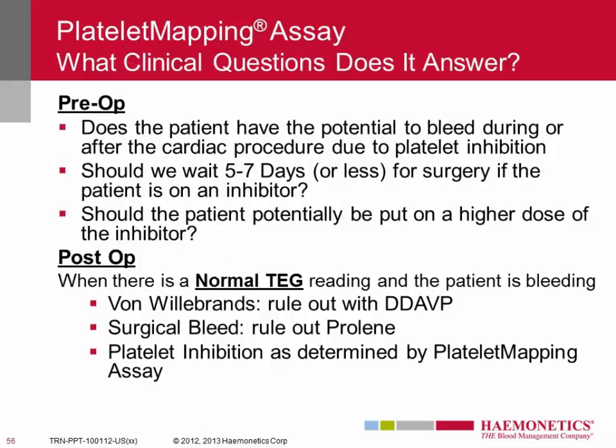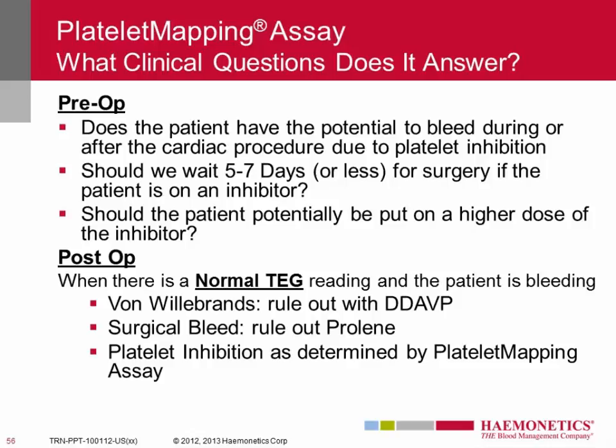So platelet mapping, pre-op. Does the patient have the potential to bleed during or after the cardiac procedure due to platelet inhibition? Platelet mapping will help you answer that. Should we wait 5 to 7 days or less to take the patient if he's on an inhibitor? Platelet mapping will answer that for you. Should the patient potentially be put on a higher dose of the inhibitor and/or changed completely? Because I've seen studies anywhere from 30 to 60% of these patients don't respond to Plavix. Maybe they should be on Brilinta, maybe they should be on Effient.